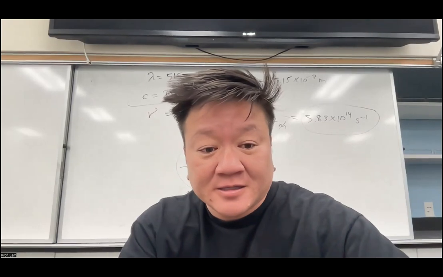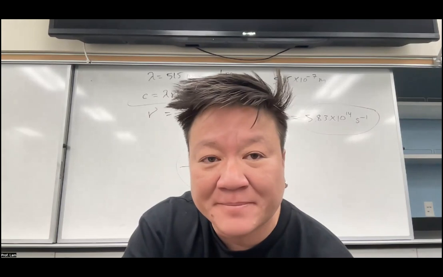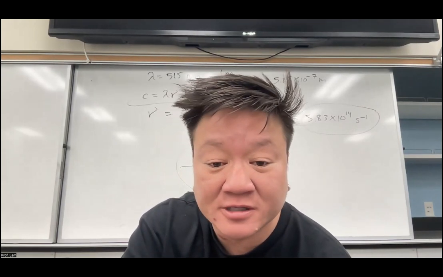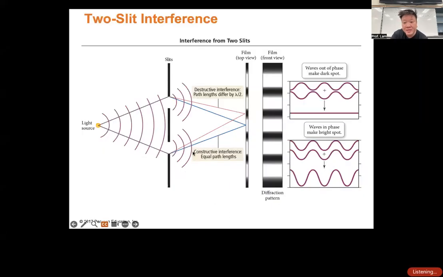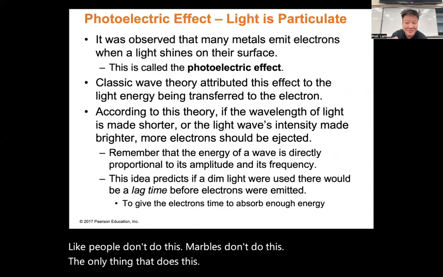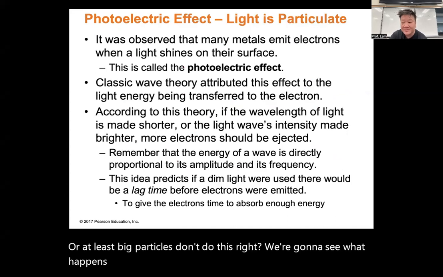Okay. So as you can see in the video, that pattern of dark and light is due to destructive and constructive interference. Very cool, right? So obviously matter doesn't do this. People don't do this, marbles don't do this. The only thing that does this is waves. Or at least big particles don't do this. We're going to see what happens with the electron, which is really interesting.